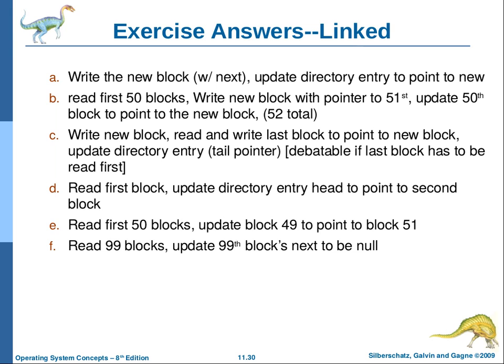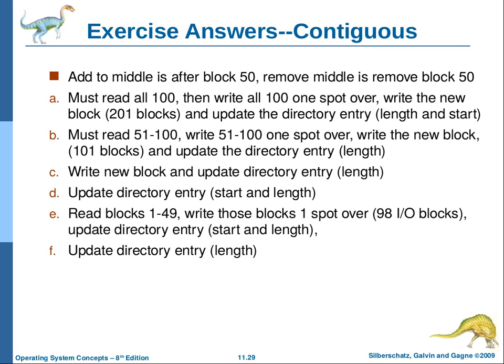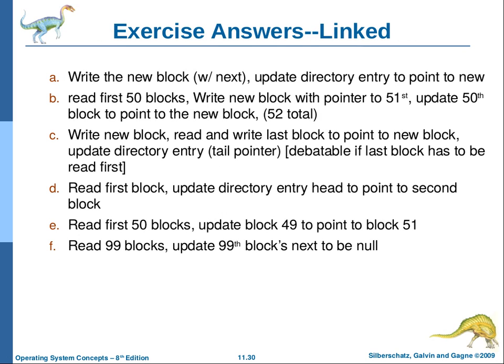And then C, hey, look. Write new block, read and write last block, point new block, tail pointer. Debatable if the last block has to be read first. Which one's C? Add it to the end. So we have to read it and then update it. Why do we have a 0? Write the new block. You don't. Read and write the last. For block C, we had 1 or 101. 101. Oh, okay, there we go.